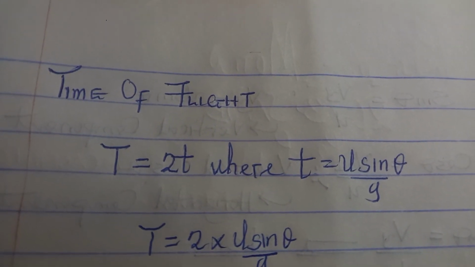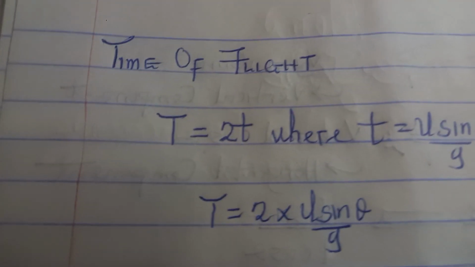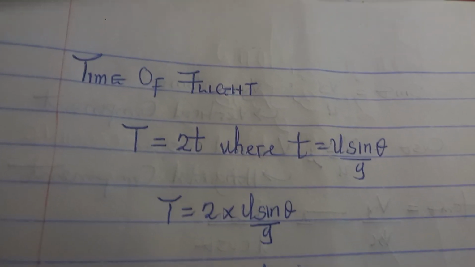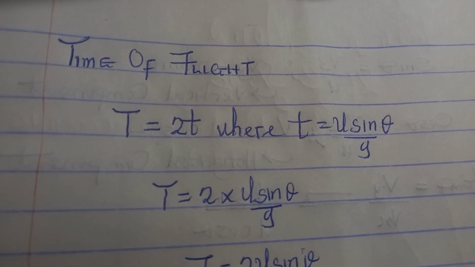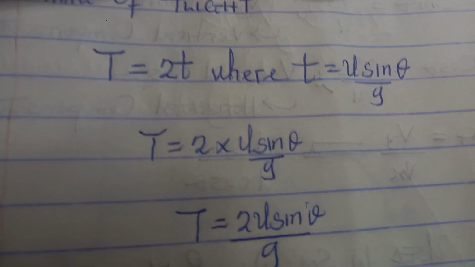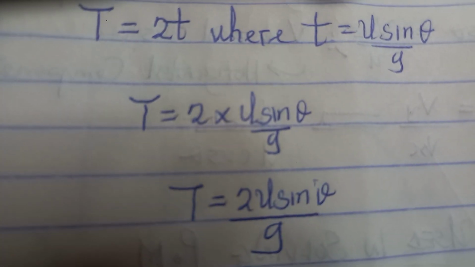Alright, so time of flight of a projectile is given as, from the diagram we know that time of flight is the total time required for an object to reach its projection plane. So we have 2t, where our t is u sin theta over g. When we multiply, it finally gives us 2u sin theta over g.